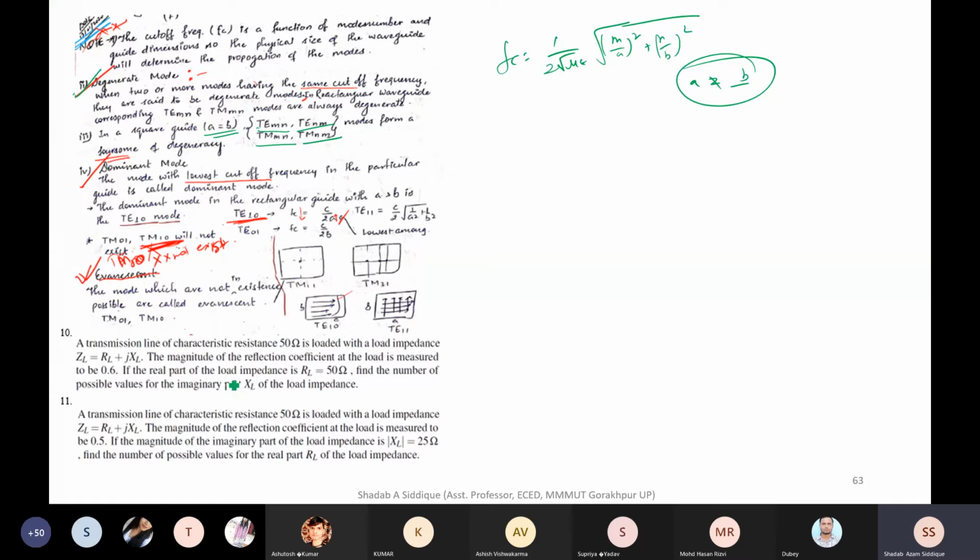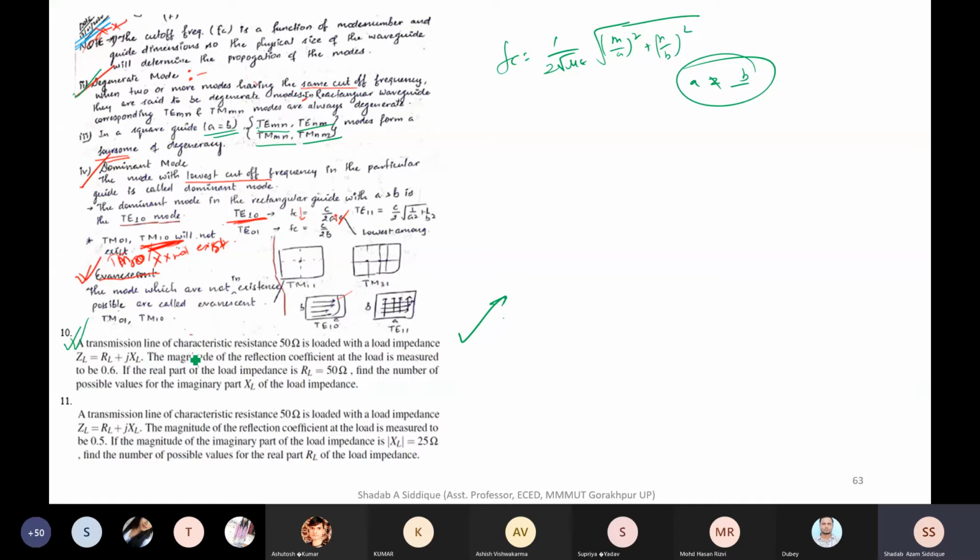Now we want to solve one more type of problem, for the characteristic impedance. I already went through this one. We have the evanescent mode: the mode which is not in existence is called the evanescent mode. Now we have one more type of problem.